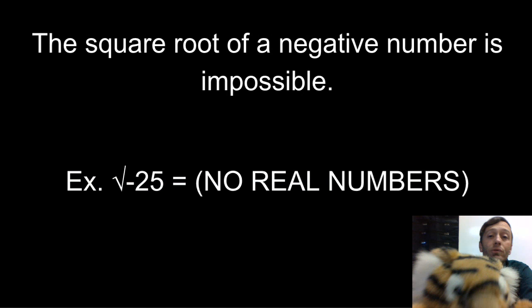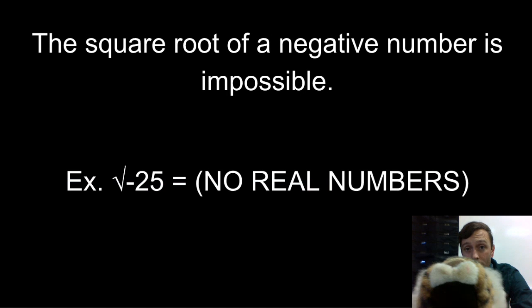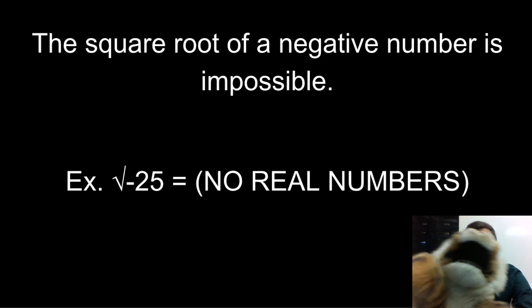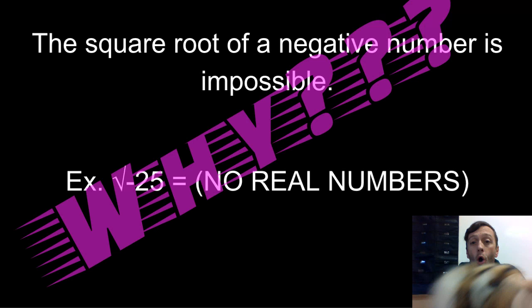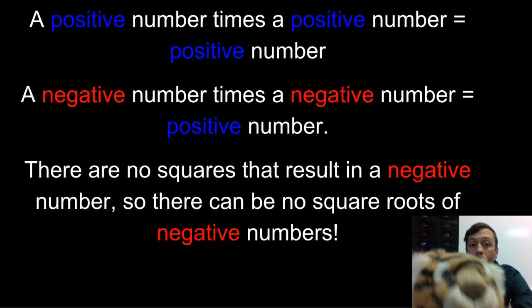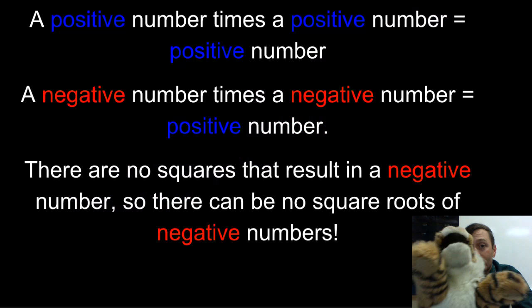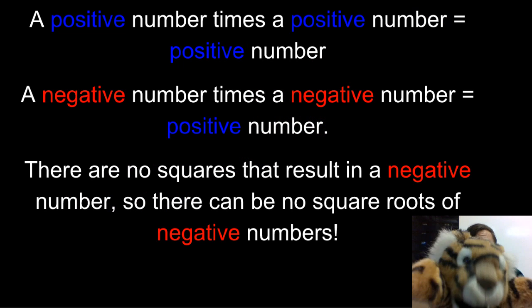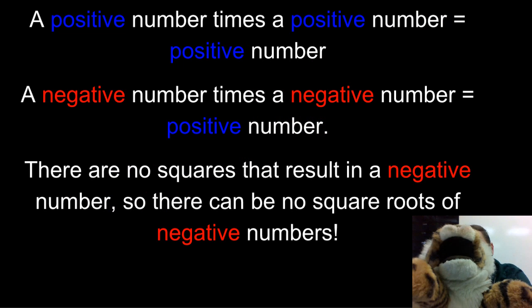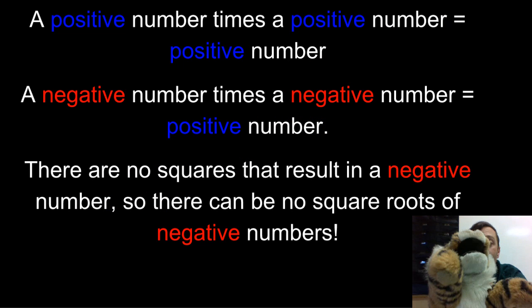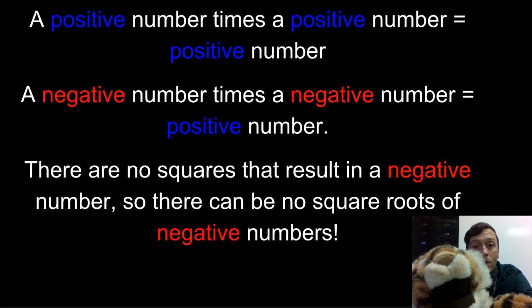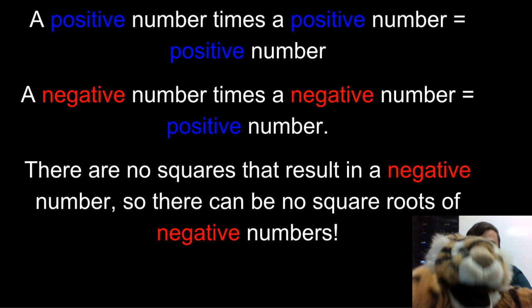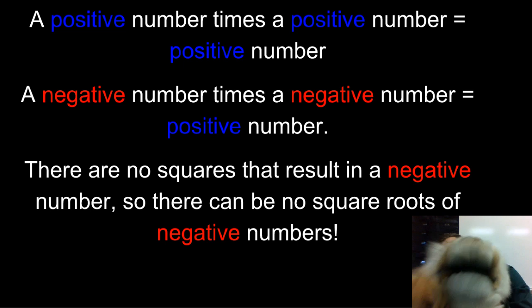The square root of a negative number is impossible. You can't do the square root of negative 25. There are no real number answers. Why? Well, a positive number times a positive number is a positive number. A negative number times a negative number is a positive number. There are no squares that result in a negative number. Therefore, there's no way to get the square root of a negative number.